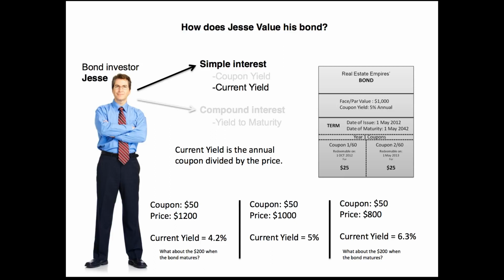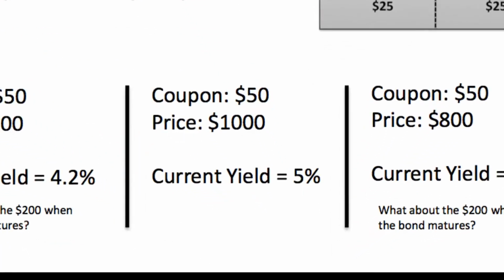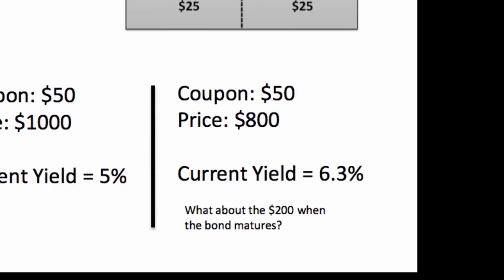So as we move over to where the face value matches the actual price, 1,000 and 1,000, you take that coupon of $50 divided by 1,000 because that's the price you're buying it at, and you can see that the current yield would be the same as the coupon yield. Now, if we talk about a bond that he's purchasing at a discount, let's say $800, you can see that the current yield goes up to 6.3%.